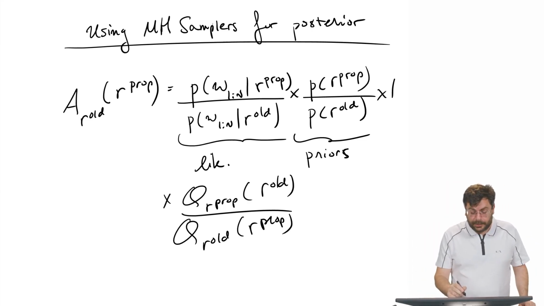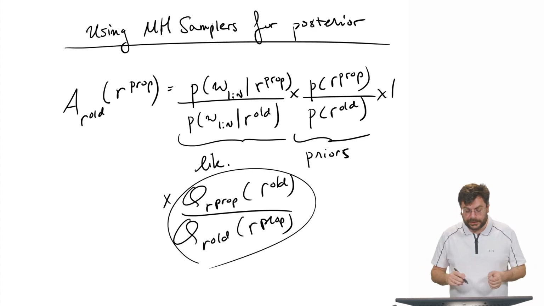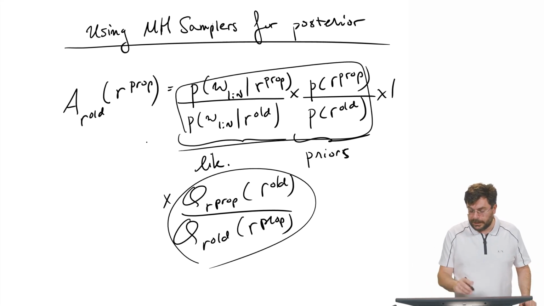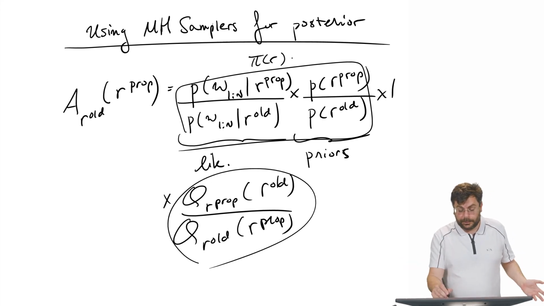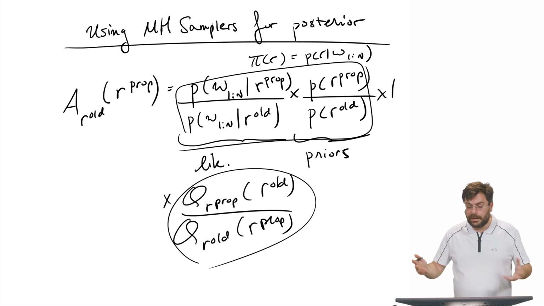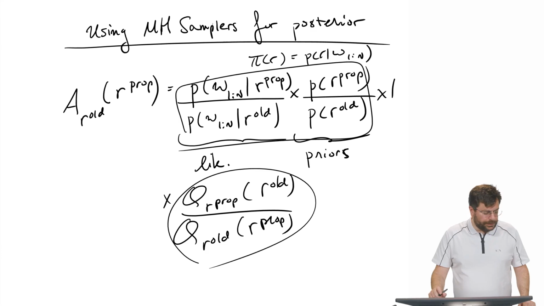And this is really it. Once we have a proposal distribution, we can construct its ratios. And the target distribution, instead of being just a general pi of r, is the posterior, which is the probability of r given my w 1 to n, and that's obtained by taking the ratio of my likelihoods and my priors.